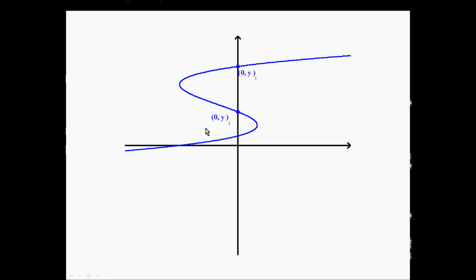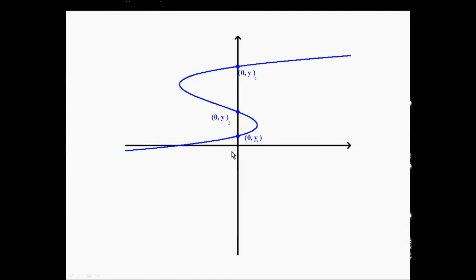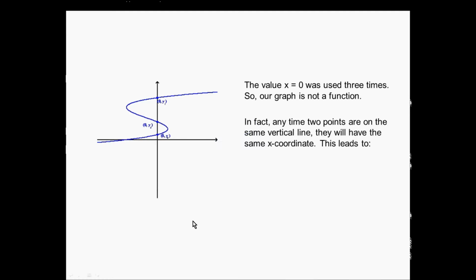This is not a function. And I've got one more place where x is 0. Call that 0, y3. Notice if I draw a vertical line right here, I'm going to hit the graph in 3 points. On the same vertical line, they're the same distance away from the y-axis. They have the same x value. So the value x equals 0 was used 3 times. So our graph is not a function. Remember, it is a relation, it's just not a function.